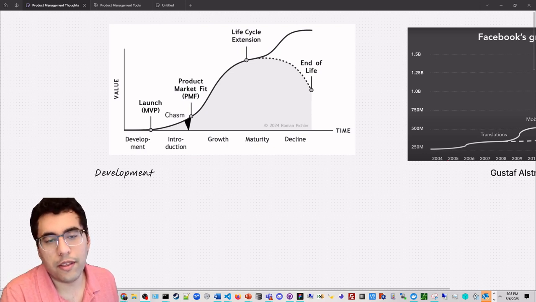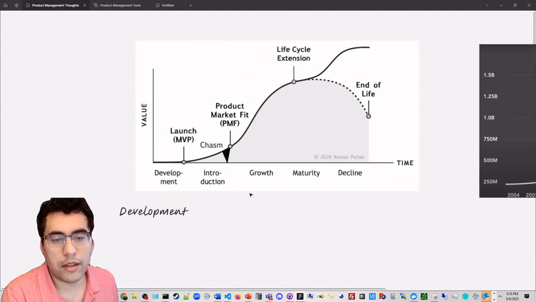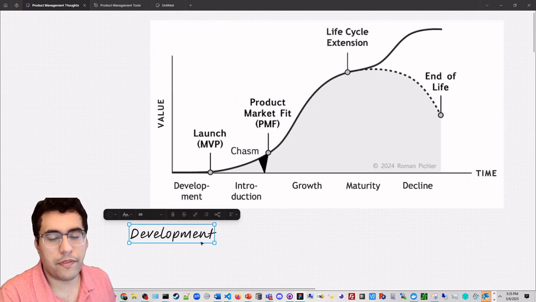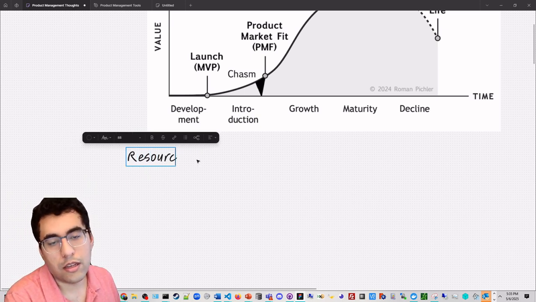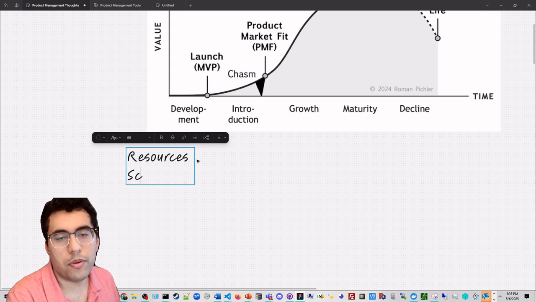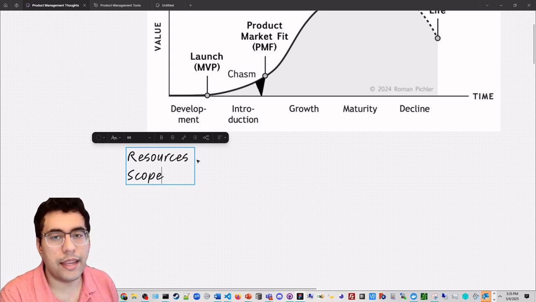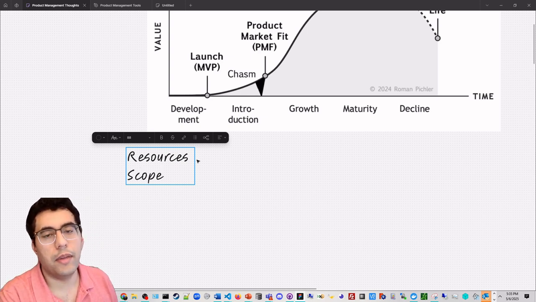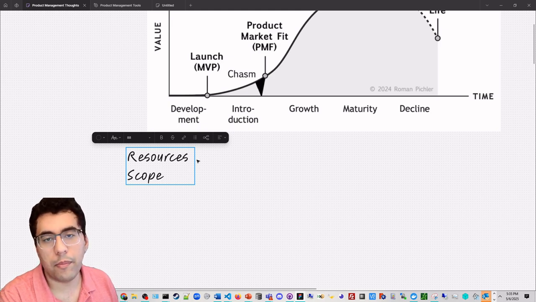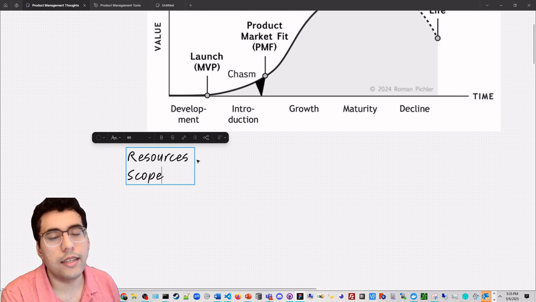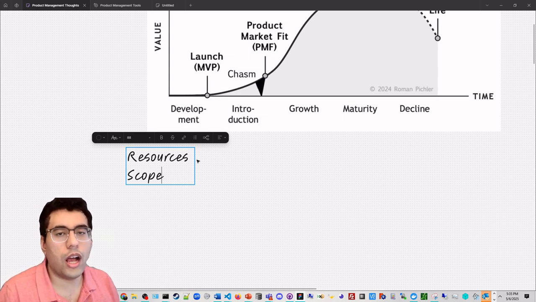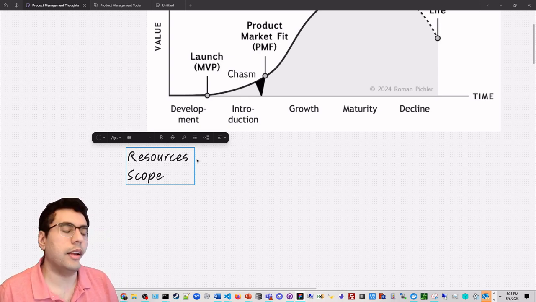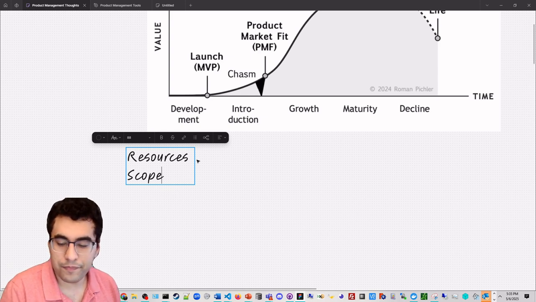So let's first start with the development phase. In the development phase, we're going to be concerned about resources, the scope of what the product might be, how big it is. Some people like to use minimal viable product or MLP, which is minimal lovable product, as a way to say, hey, what can we build at the lowest cost to create the experience that someone wants that can translate into someone buying it, right?